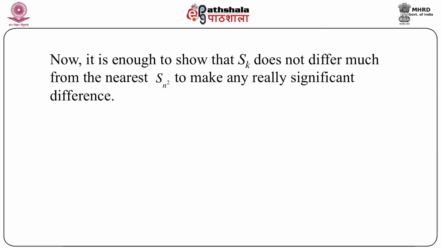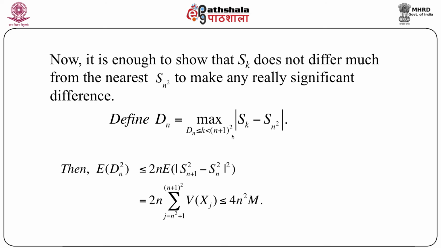Now, it is enough to show that Sk does not differ much from the nearest Sn square to make any really significant difference. So in that case, if Sk and Sn square are very close to each other, then I think the proof will be complete. So in order to prove this, let us define Dn, which is the maximum over n square less than or equal to k less than (n plus 1) whole square of modulus of Sk minus Sn square.